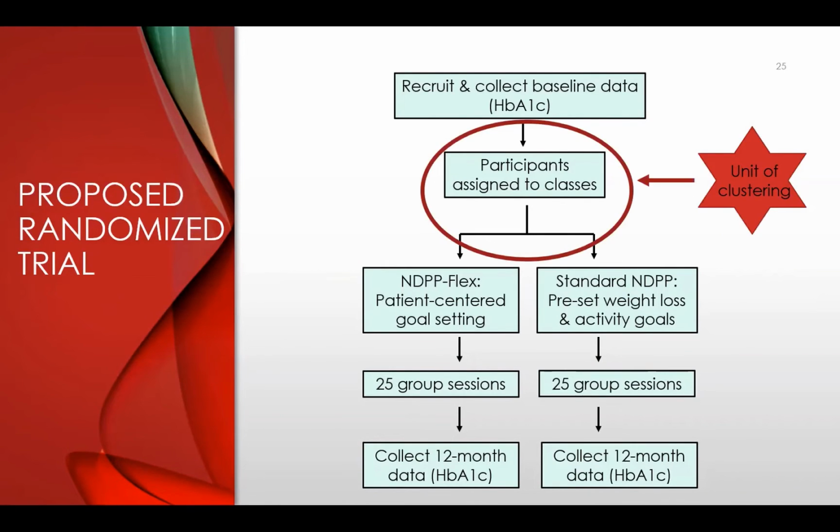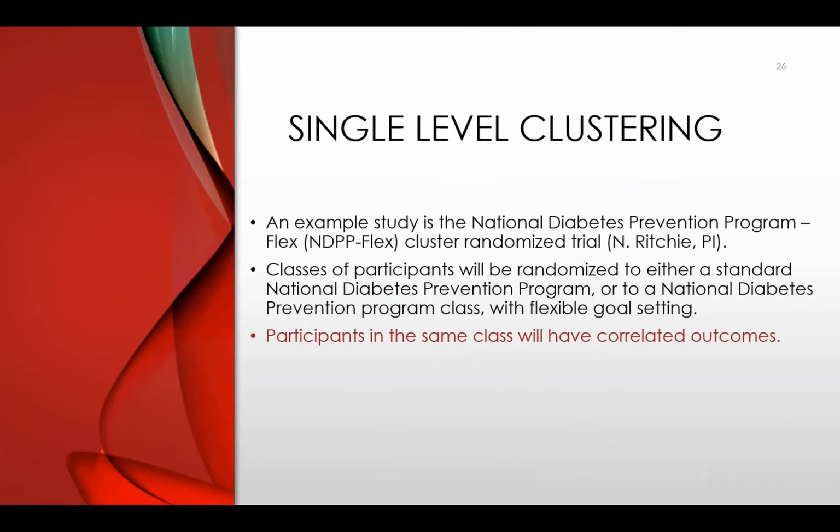And here is a flow chart of the actual study design. And here is the unit of clustering. So this is where participants in the same class will likely have outcomes that are correlated. Participants in the same class may have correlated outcomes for many reasons. Again, there may be differences among the people teaching the classes. One of the teachers may be kinder or better at presenting the material, or there may be differences in how participants in each class interact with each other. So one class may have more extroverts and then more participation.